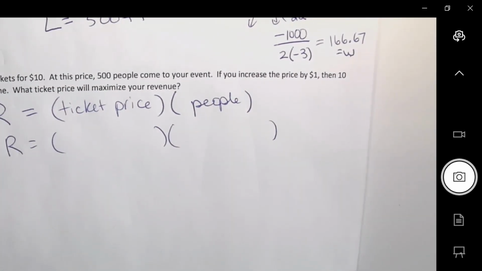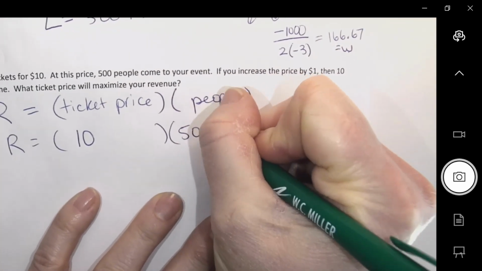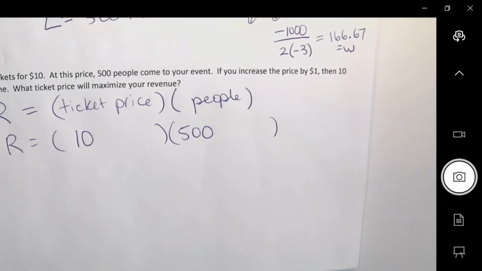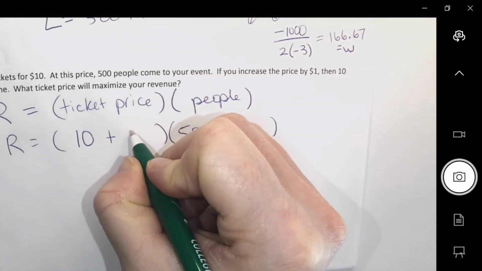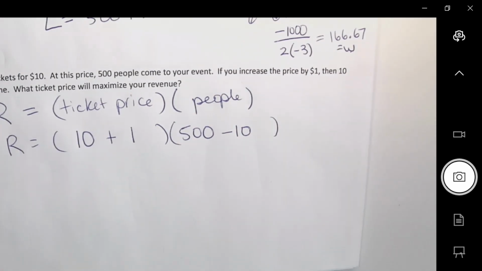Okay, so give me 2 blank brackets like that, and then we're going to read and fill in. So you're selling concert tickets for $10. So 10 is in the ticket price. And then at this price, 500 people are coming. If you increase, so if you add the price by $1, 10 fewer people come.